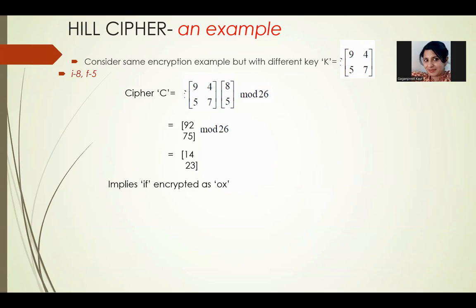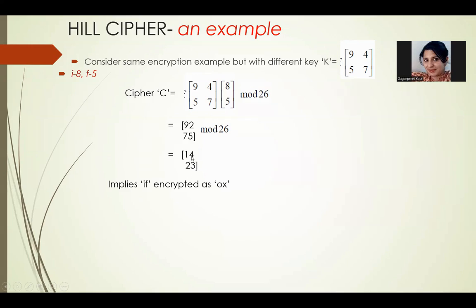So let's take another key. Same characters we are going to take. IF is our original digraph we are going to encrypt. So the values remain the same for my plain text, but the key has been changed. So I do the matrix multiplication. Again, 9 into 8 plus 4 into 5, that gives me 92. Second element is 5 into 8, that is 40, plus 7 into 5, that is 35, which gives me 75. Now, when I do modulo 26, I get the remainders 14 and 23.